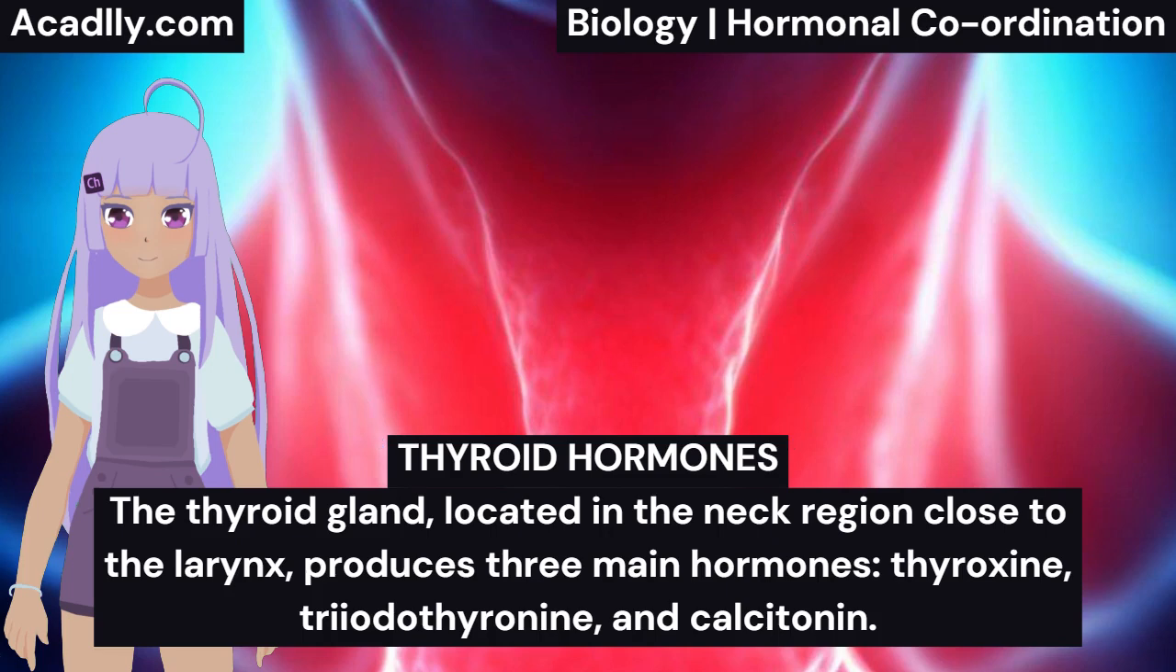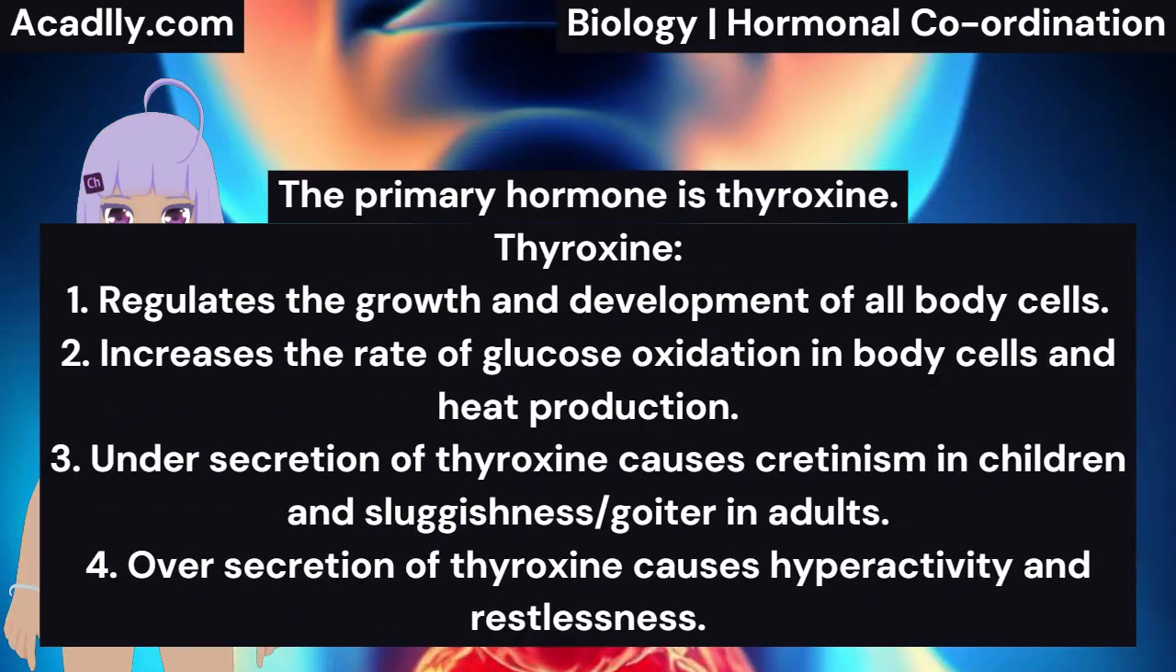Thyroid hormones. The thyroid gland, located in the neck region close to the larynx, produces 3 main hormones: thyroxine, triiodothyronine, and calcitonin. The primary hormone is thyroxine. Thyroxine 1. Regulates the growth and development of all body cells. 2. Increases the rate of glucose oxidation in body cells and heat production.